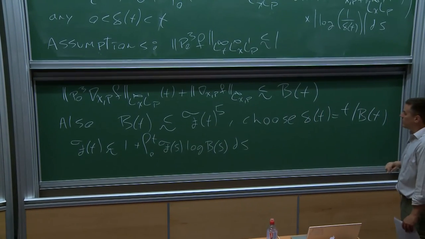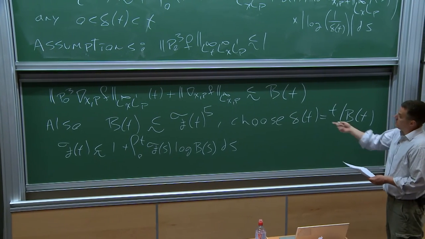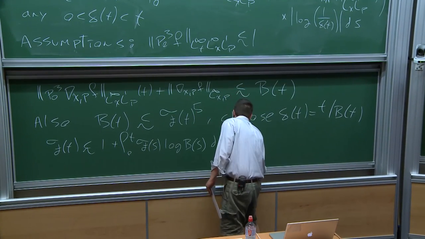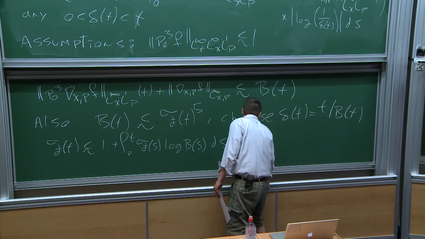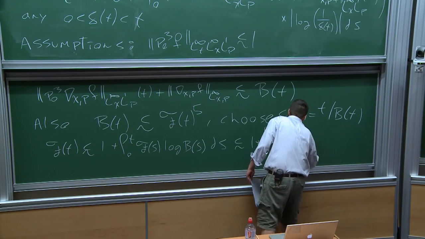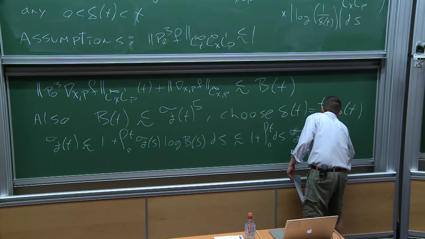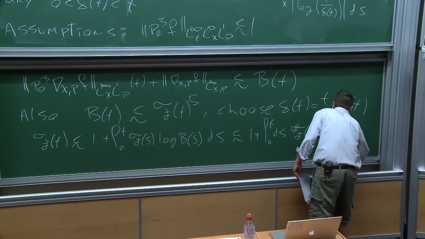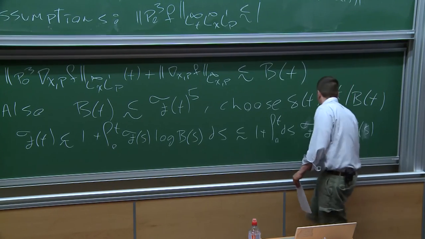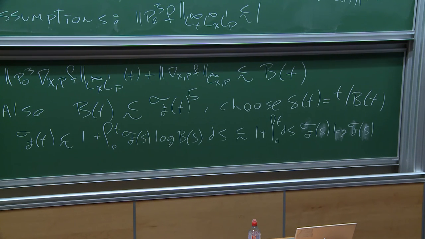Okay, so now if the log wasn't there, you'd be dead. You wouldn't be able to do anything. But since the log is there, now we're going to bound b of t by f of t and pull out the constant. Okay, so this is what you do.